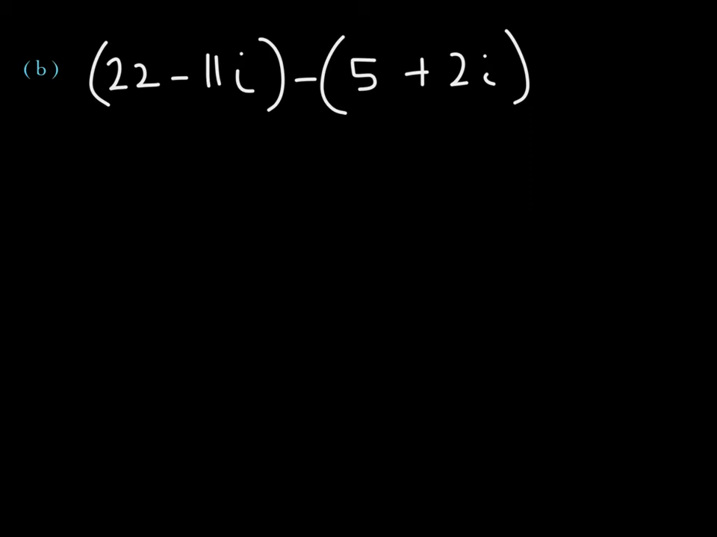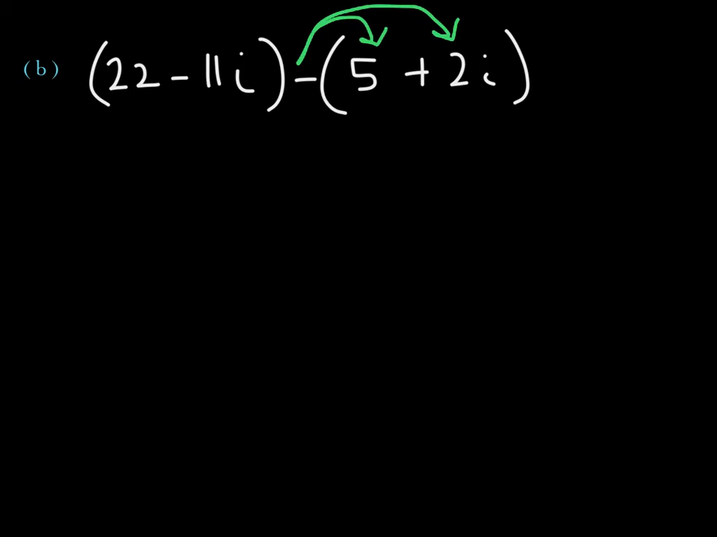Next we have 22 minus 11i minus 5 plus 2i. Now be careful here. The real part is 22. The imaginary part is negative 11. The real part is 5. And the imaginary part is positive 2. What you might want to do, and this is optional, you don't have to do this, is distribute this negative here and add the opposite, just because it's sort of easy to make a sign error here.